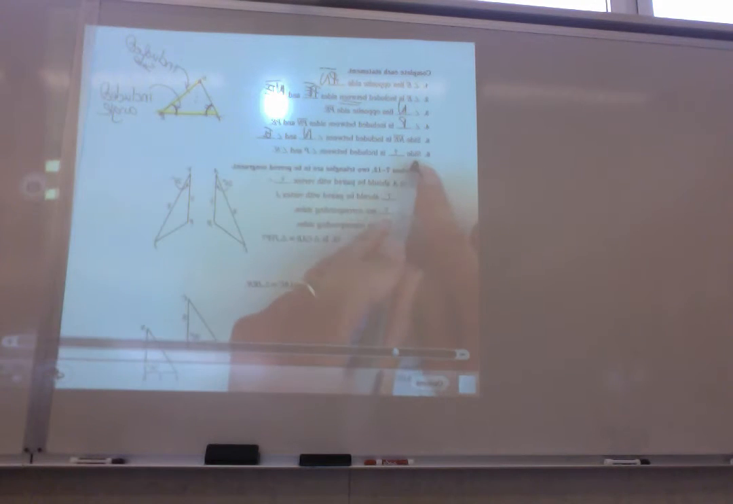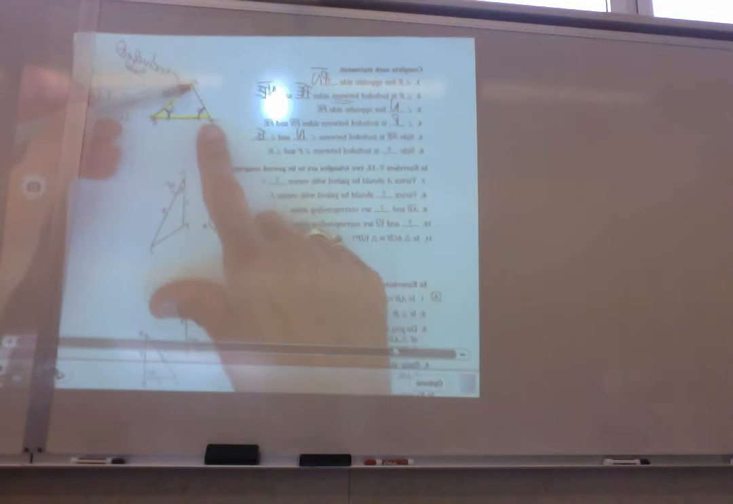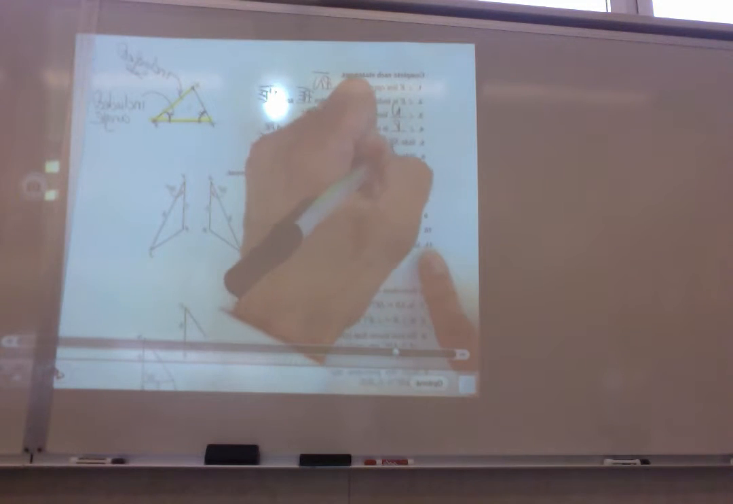Okay. Side blank is included between P and N. Here's P, here's N. What side is between those two? PN with a line over it. Okay.